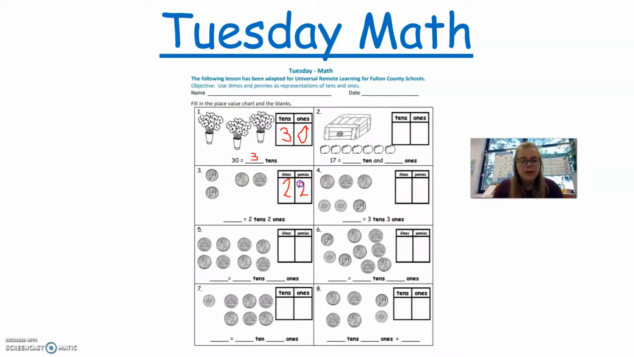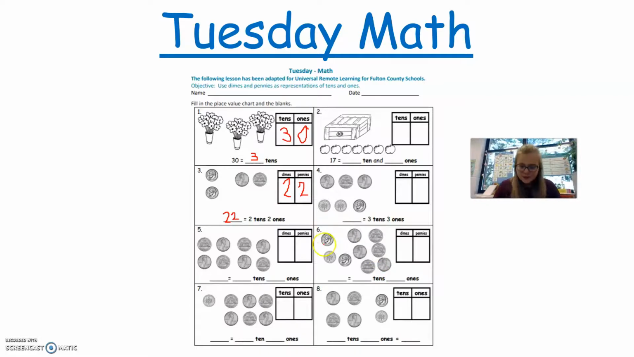Alright, so what is my total? 22. So 22 is 2 10s and 2 1s. Okay, 10, 20, 21, 22. My dimes are my 10s. My pennies are my 1s. Alright, and I'm going to do this one down here with you too.